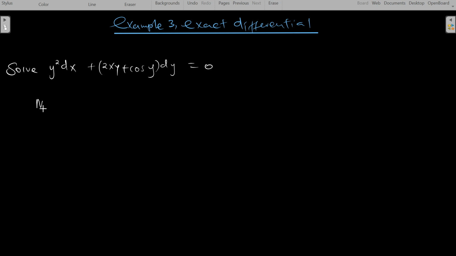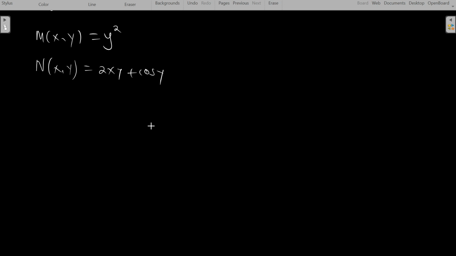We say our M of x, y should equal y squared, and again, N of x, y should equal 2xy plus cosine of y. Now, let's perform the test using the theorem of partial mixed derivatives.